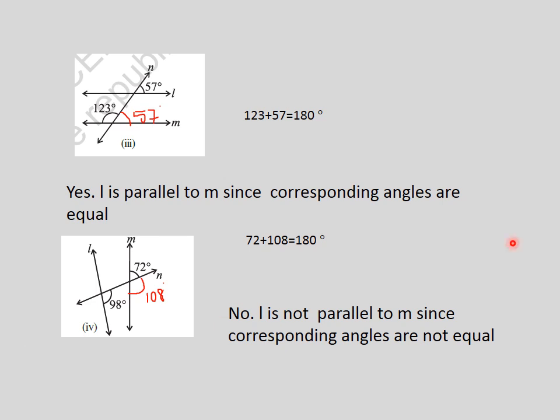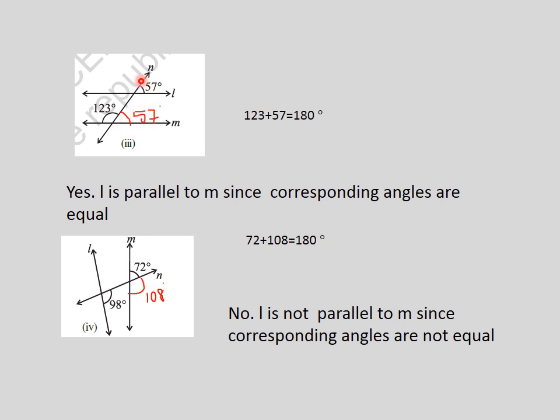We'll go to the next question. So here also we need to find out whether L is parallel to M or not. Okay. Now the angles given are 123 degrees and 57 degrees. First of all, this unknown angle is how much? It should be 180 minus 123 degrees, so 180 minus 123 degrees is 57 degrees. By using the straight line property, this is equal to 57 degrees.